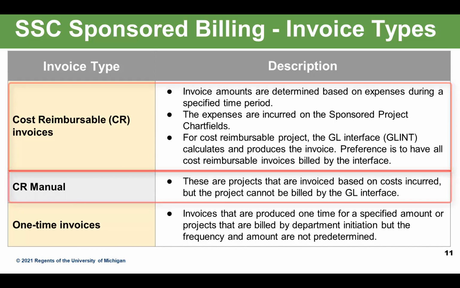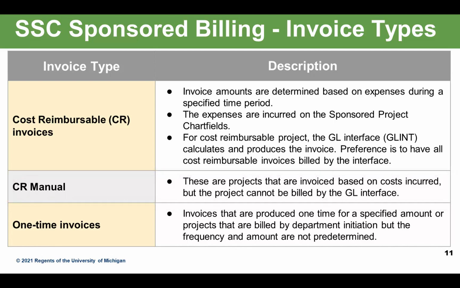Then we have CR manual, which is similar to a cost reimbursable Glint, except we can't use Glint for some reason. Usually this reason is we have to report cost share. We have to report additional department documentation like receipts or the general ledger, or there's a report that needs to go with the invoice. So we can't actually use Glint to automatically send invoices.